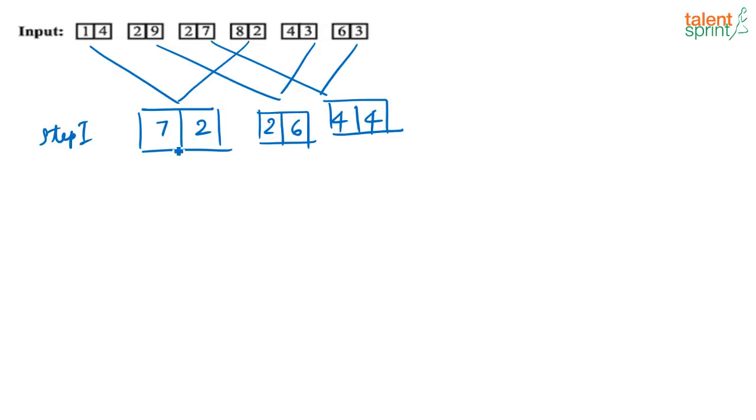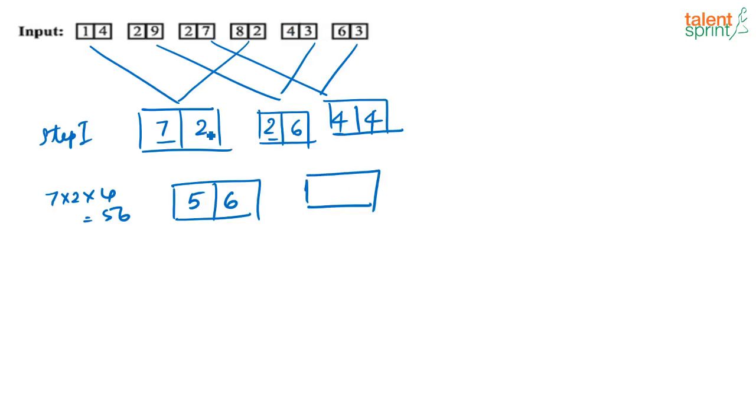Then what will be step 2? Step 2 will be the product of the first 3 numbers. Correct? The first box will be product of 7 into 2 into 4. So what is 7 into 2 into 4? That is equal to 56. So here it is going to be 56. What is going to come in the next box? It's going to be 2 into 6 into 4. 2 into 6 into 4, that is equal to 48. So here it's going to be 48.